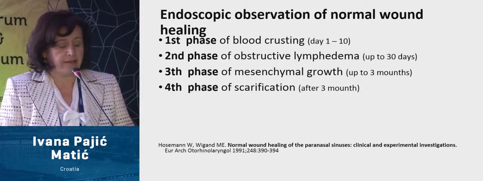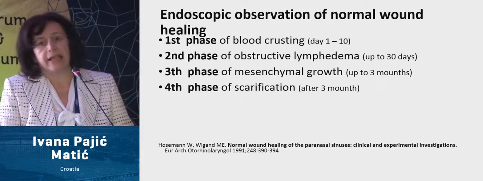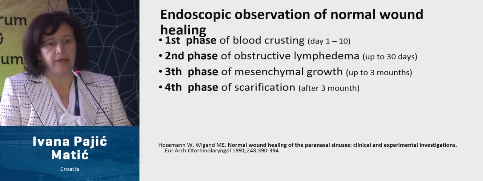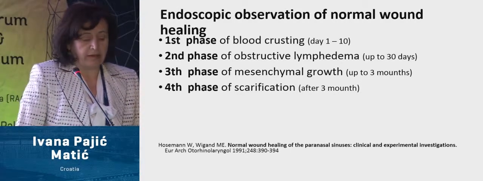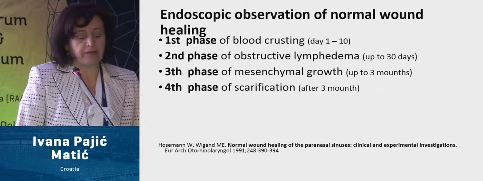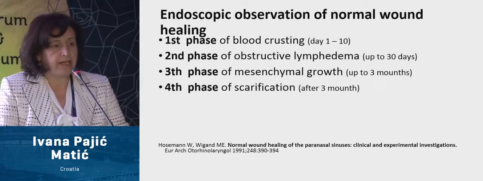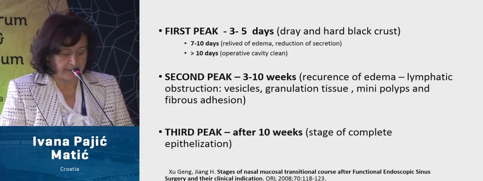The first phase is the phase of blood crusting, which lasts from the 1st till 10 days. The second phase is the phase of obstructive lymphedema, which goes up to 30 days. Then comes the third phase, the phase of mesenchymal growth, up to 3 months. And the fourth phase is the phase of scarification after 3 months.